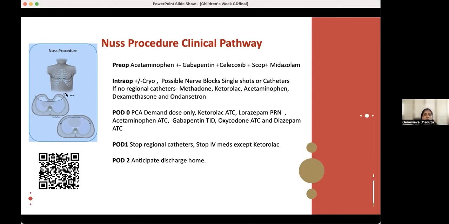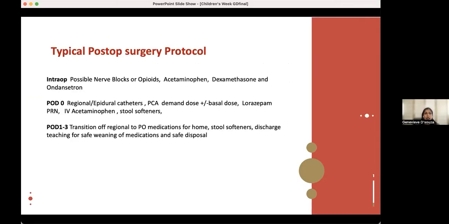Again, the key here is multimodal analgesia, not just one route of analgesia, but multimodal, which is the key for all these postoperative patients. On post-op day 0, they get Dilaudid, ketorolac, lorazepam. Gabapentin is continued. They get diazepam for the chest spasms that they may have from this extensive surgery. Post-op day 1, the regional catheters are stopped. They're transitioned to PO medications, and by post-op day 2, they're discharged home. And that's a typical post-op surgery protocol.